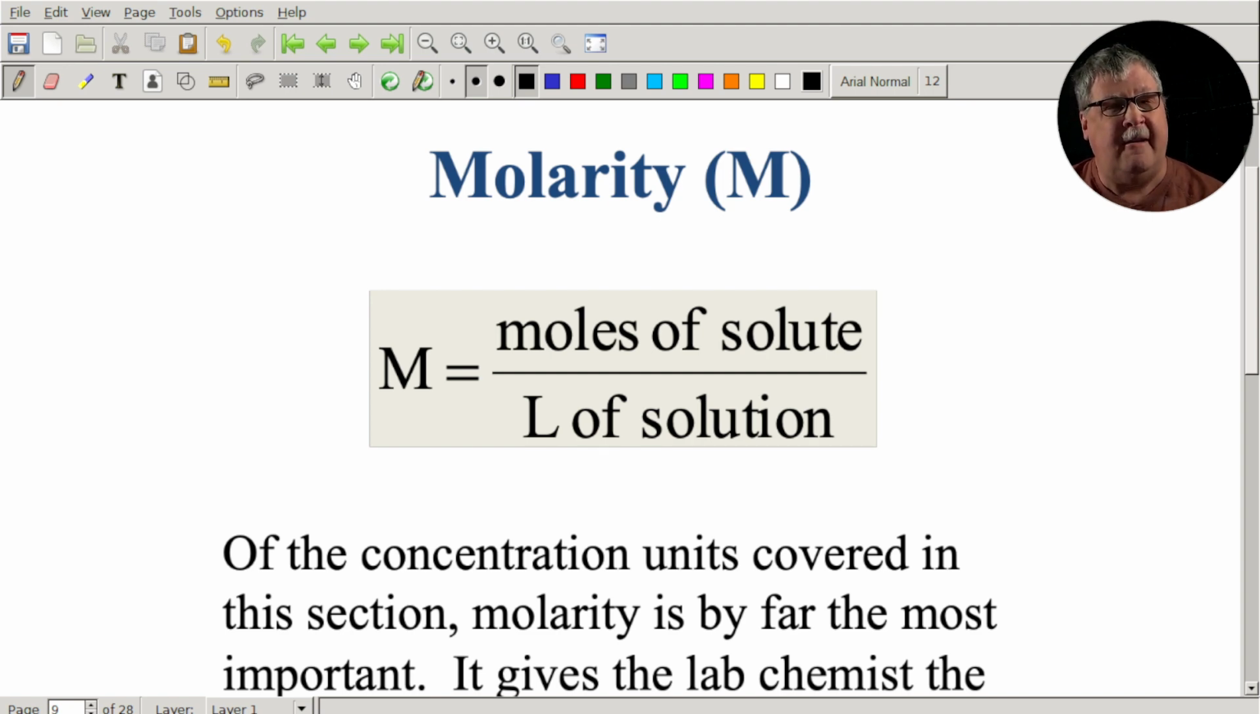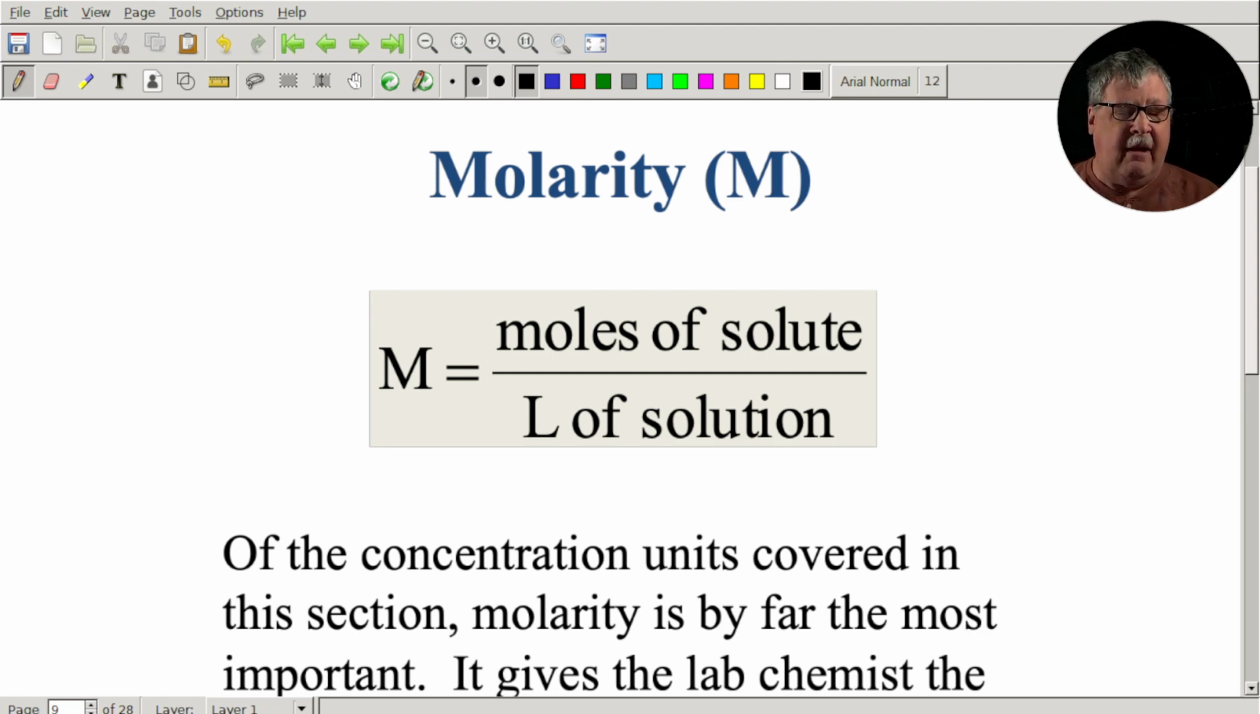Molarity is defined as moles of solute per liter of solution. So in some ways you could argue that it's the same type of concentration unit as mass percent volume. Basically, what it does is it gives us a way of counting the moles of solute based on the volume of solution that we have dispensed. And that's what's very useful for us, okay?